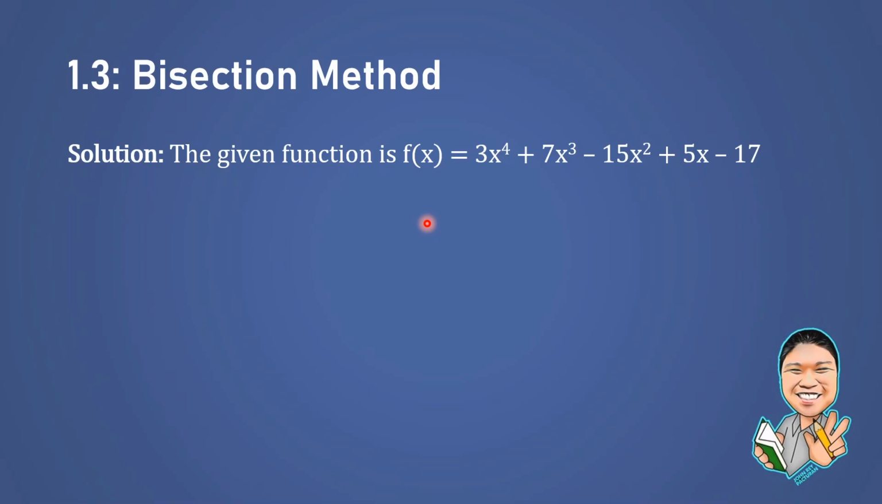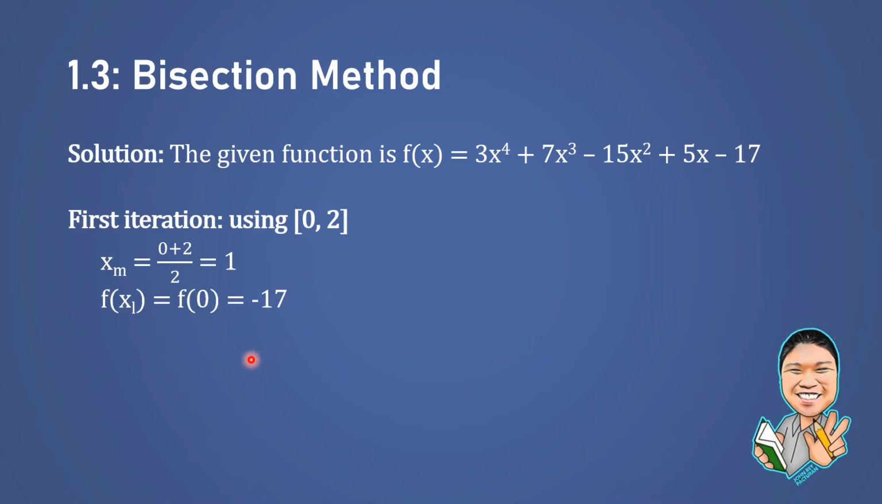Now, I think we are ready for the first iteration. Our initial span is 0 and 2. According to step 1, we find the average, which is 0 plus 2 over 2, equal to 1. The next step, find f of x sub L, which is f of 0. You just substitute this 0 into our function: 3 times 0 to the 4th, plus 7 times 0 cubed, minus 15 times 0 squared, plus 5 times 0, minus 17. So, that is equal to negative 17.